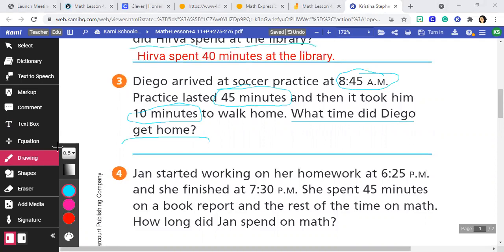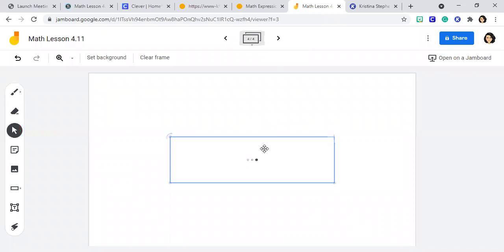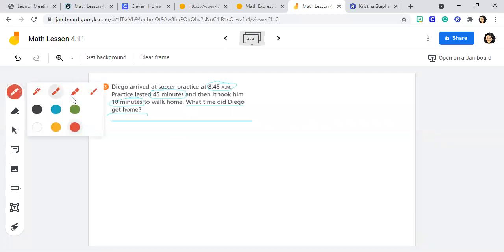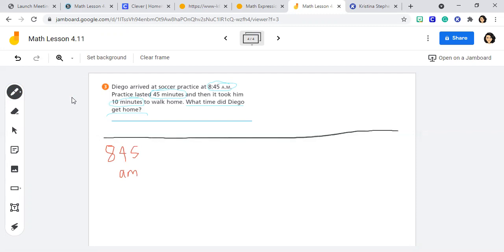I'm going to snip, and I'm going to move it over here to a Jamboard so that I can have some space to do my work. I hope you're using a separate sheet of paper here. This is using elapsed time. So we know that Diego started out at 8:45 a.m. And it's important to remember that a.m. right there. I'm going to draw myself a number line. And I'm going to do some jumps. Okay, my number line is kind of wavy. It's a little bit better here.